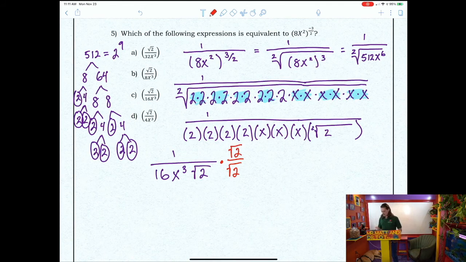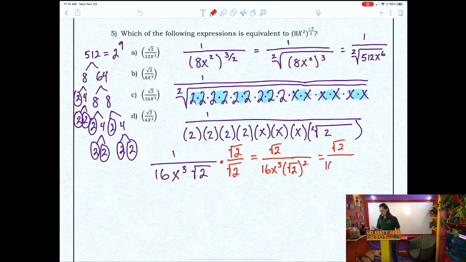So your final answer here is going to be root 2 over, when I multiply by root 2 in the denominator, that's going to be equivalent to 16x to the third times root 2 squared, because it's literally root 2 times root 2. So that's where this simplifies that radical out of the denominator, because this turns into 16x cubed times 2. And so our final answer is going to be root 2 over 32x cubed. And that's answer selection A.